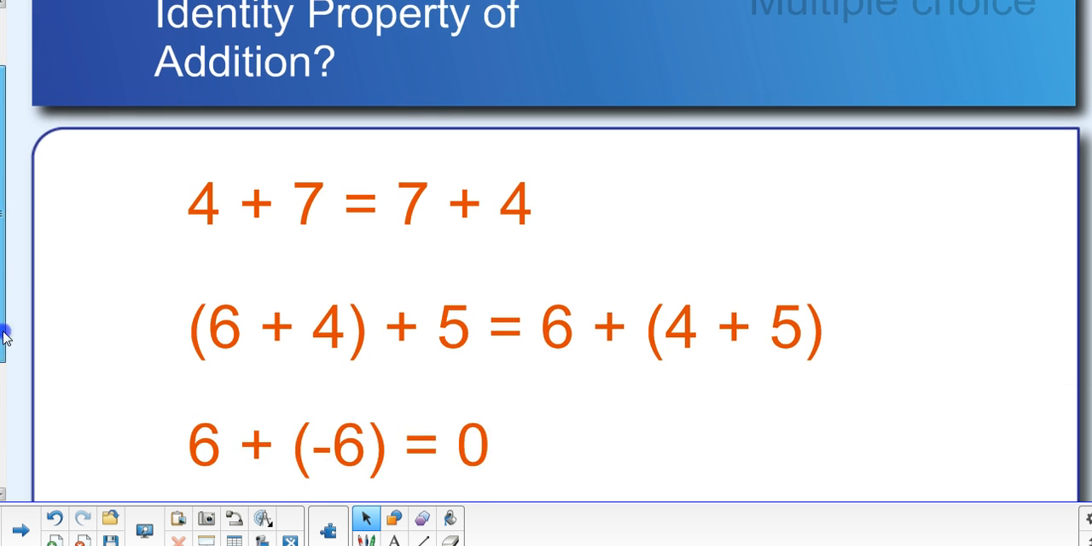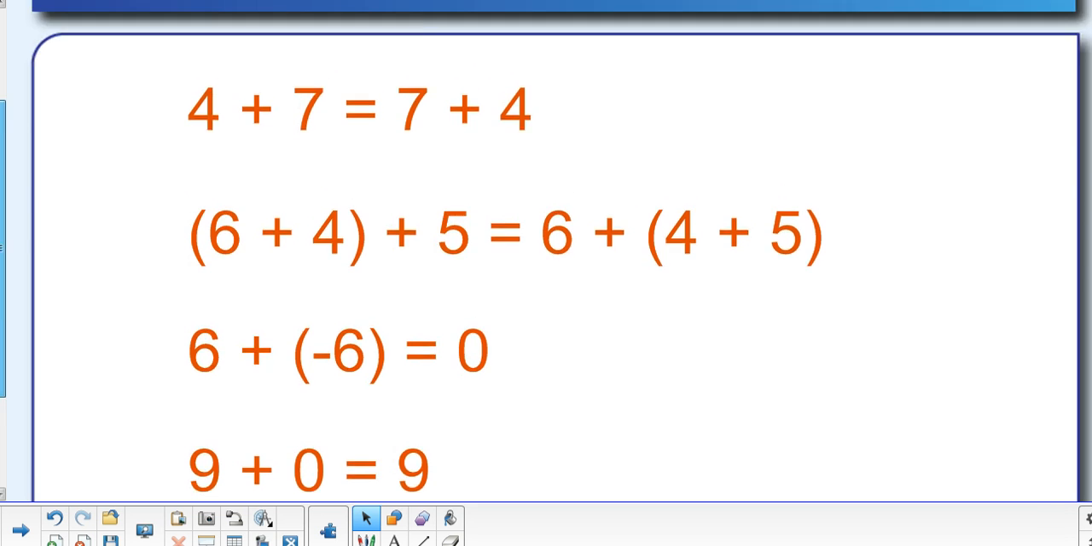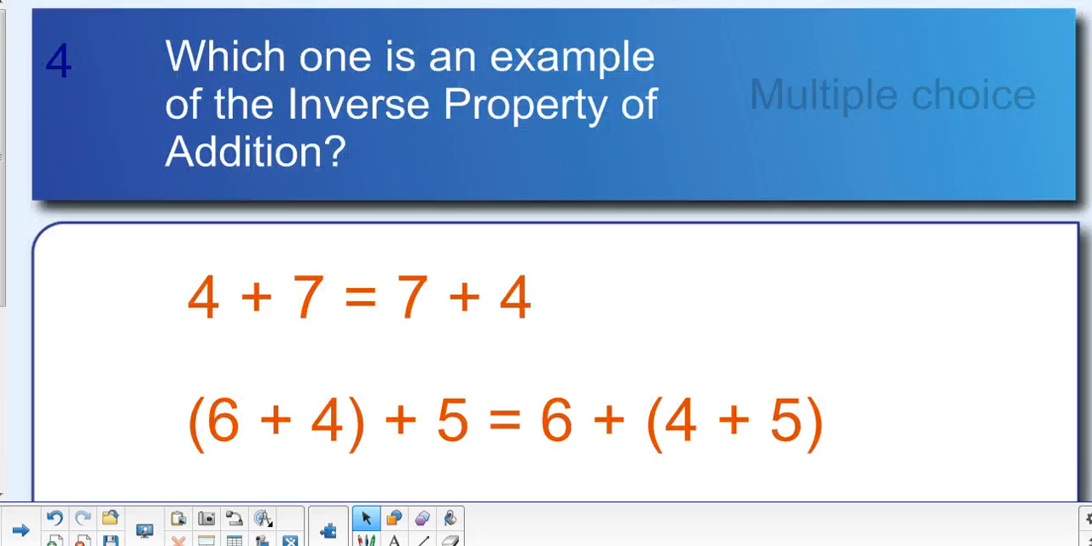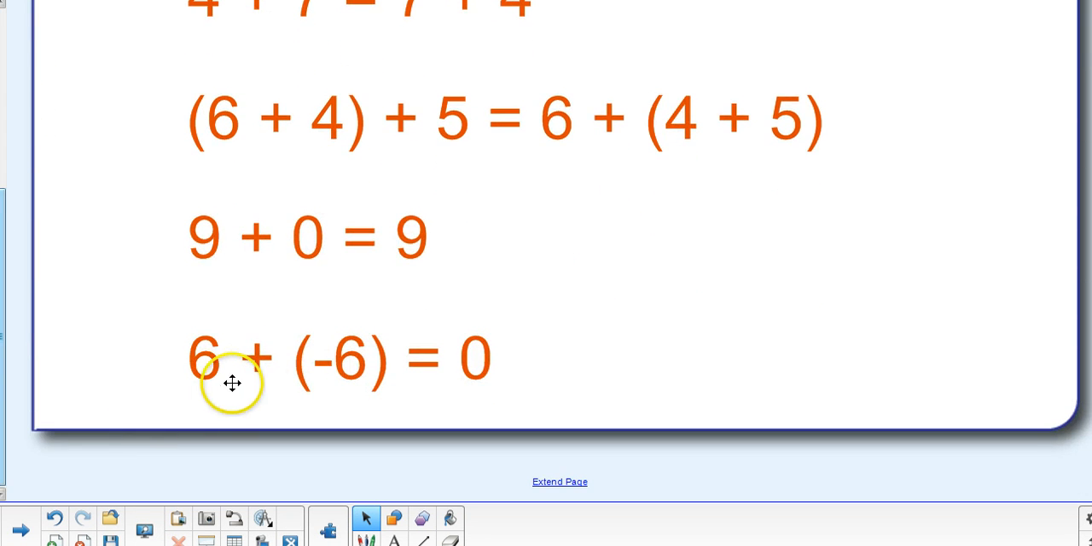The identity property for addition. Well, it's not either one of these, and it is this one at the bottom. If you start and end with the identical term, you add 0 and the number stays the same. That's the identity property of addition. The last one is going to be the inverse property of addition, right? 6 and negative 6 equals 0, any number plus its opposite. So that's that one.